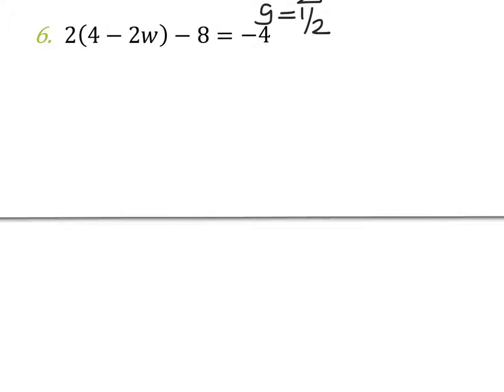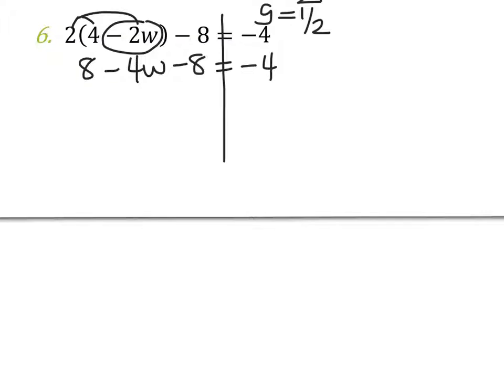In problem number 6, we're going to start out the same way. We're going to use that distributive property. And so we get 2 times 4 gives us 8. And then again, 2 times negative 2w gives us negative 4w minus 8 equals negative 4. I'm going to draw that line there. And I see a couple like terms. I see I have an 8 and a negative 8 right there. So actually 8 minus 8, they cross off. So I get negative 4w equals negative 4.